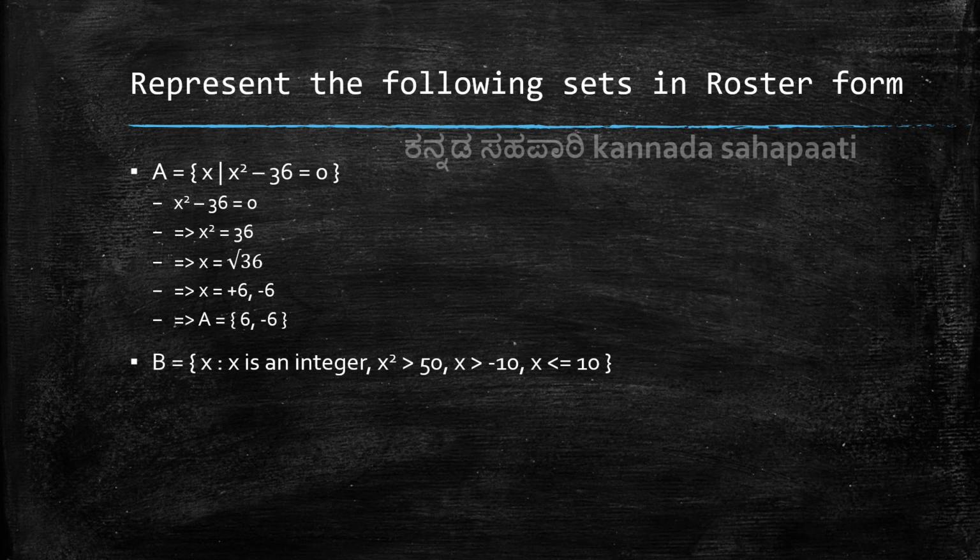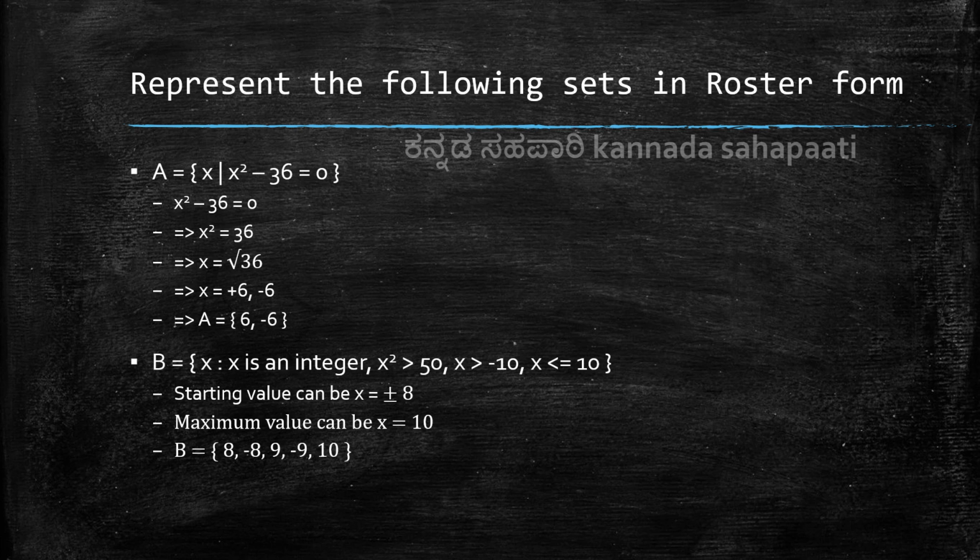B = {x such that x is an integer, x squared is greater than 50 and x is less than 10 and x is greater than or equal to -10}. Here, if you put values for x, the starting value of x can be plus or minus 8 and the maximum value of x can be equal to 10, not minus 10, because they have given that x is greater than minus 10. So therefore B = {8, -8, 9, -9, 10}.